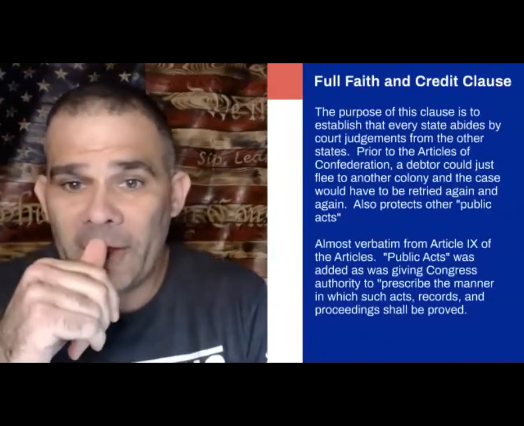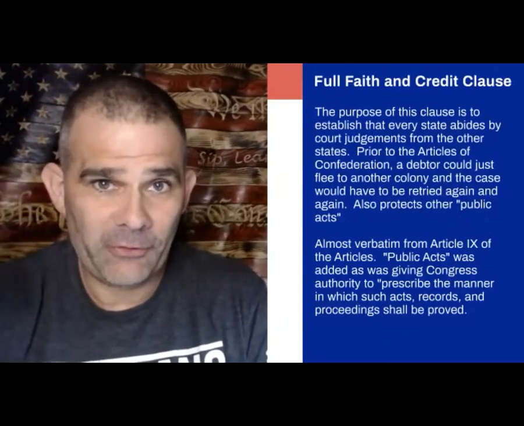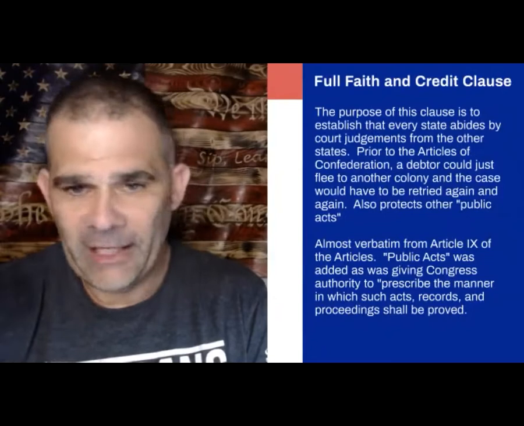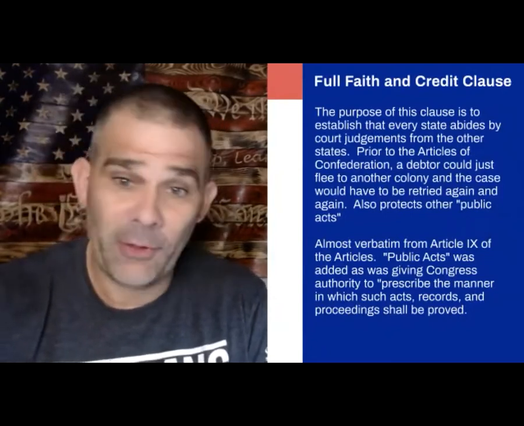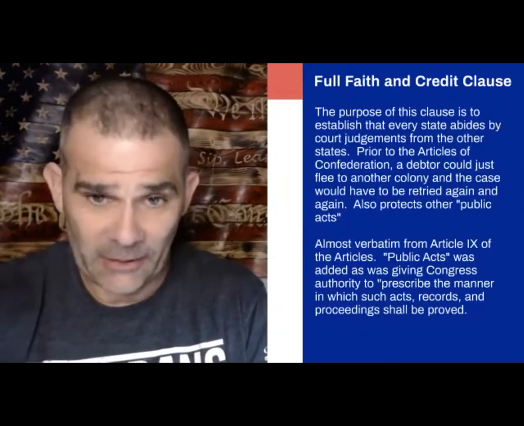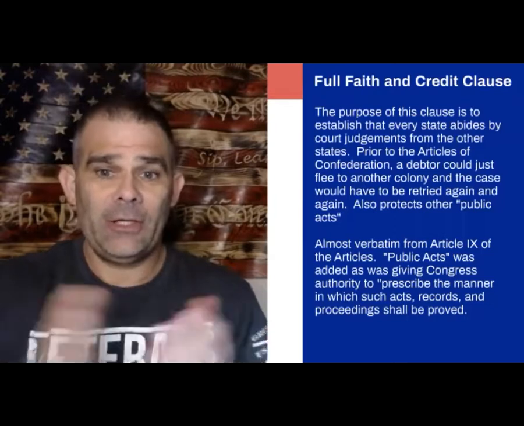Prior to the Articles of Confederation, a debtor could just flee to another colony. And once he was found there, they had to go all the way through the whole court process again. They had to try him, they had to find him guilty. And then if he left again and went to a different colony, they found him there. They had to do the whole thing over again and again and again. And it also protects public acts.